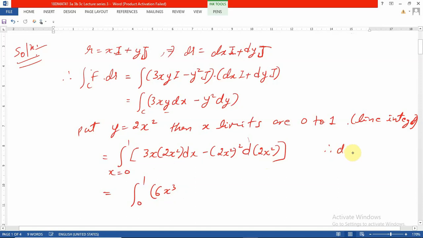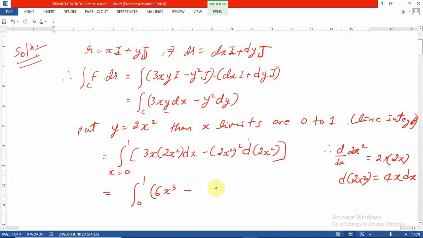Students, please see here, differentiation of x with respect to 2x square. 2 is constant, so I will take 2 outside, into differentiation of x square, students. So it is 2x, which is equal to 4x. So that I am going to take in this. So here we have 4x dx. I am going to substitute. So differentiation of 2x square will give you 4x dx.